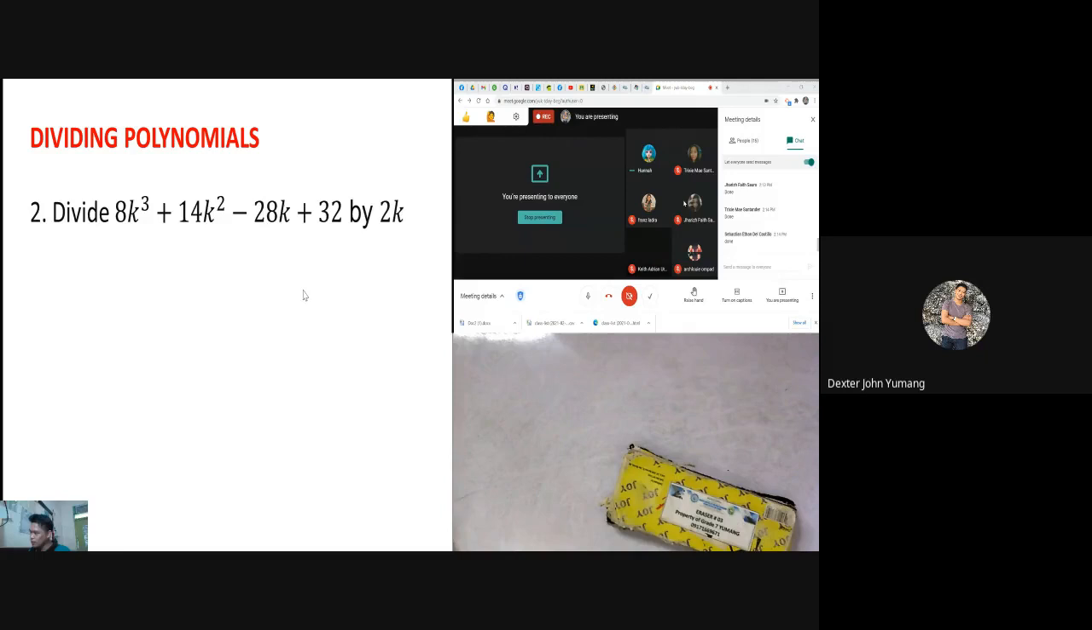Ay, sulat ko na lang dito, class. Nagmali yan siya. Na-erase. Nag-edit kasi ako kanina. Ulit, ito na siya, class. 8k cubed plus 14k squared minus 28k plus 32k. Okay? Yan po siya divided by 2k. Okay, start now. Na-erase lang yung plus kasi nag-edit kasi ako kanina.